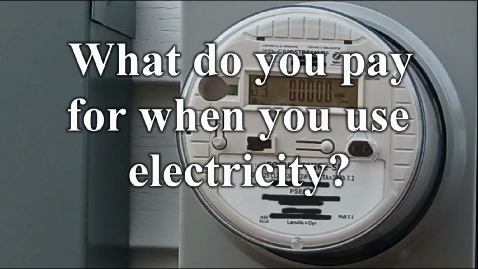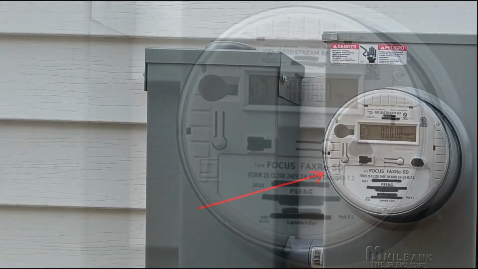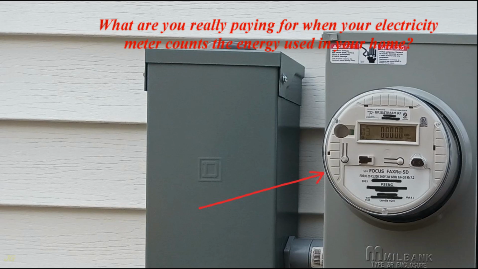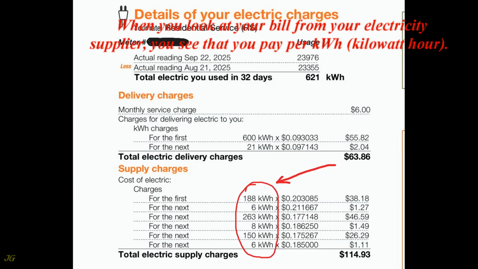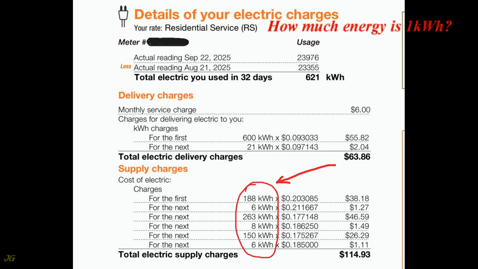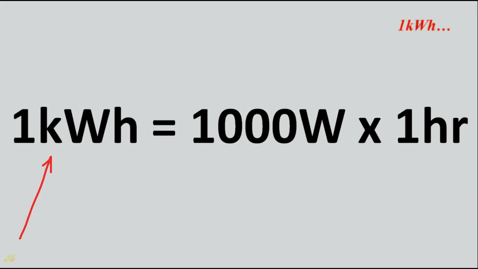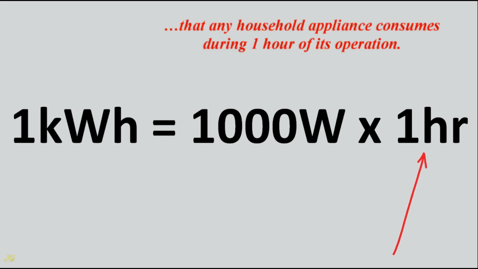What do you pay for when you use electricity? What are you really paying for when your electricity meter counts the energy used in your home? When you look at your bill from your electricity supplier, you see that you pay per kilowatt hour. How much energy is 1 kilowatt hour? 1 kilowatt hour is 1000 watts that any household appliance consumes during 1 hour of its operation.